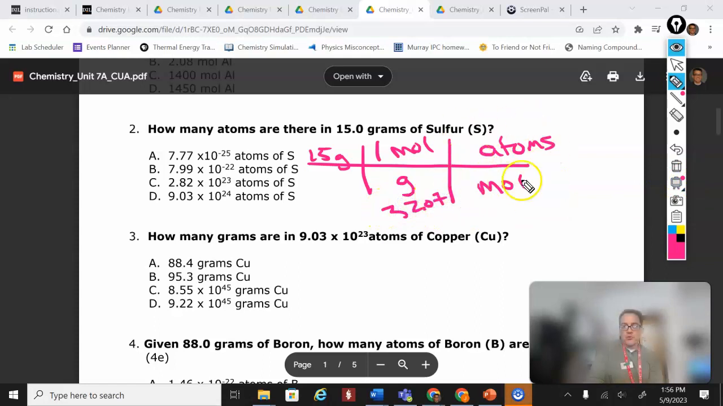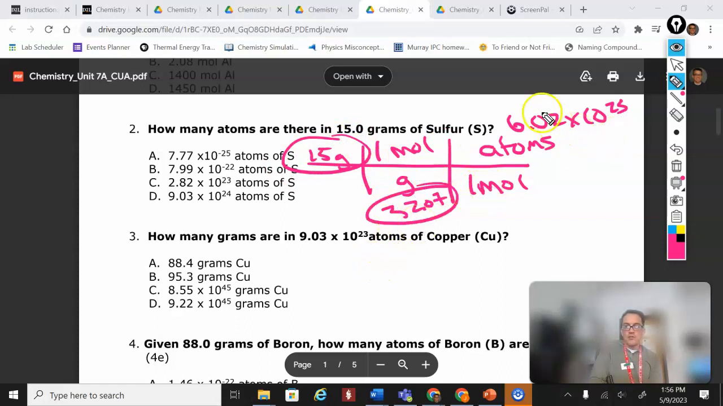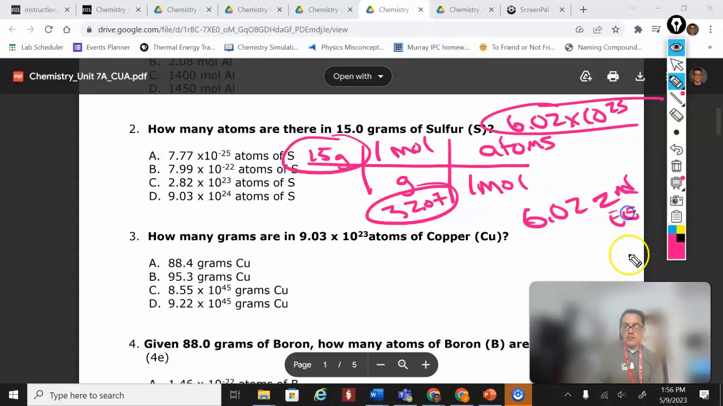And then the relationship between atoms and moles, that is Avogadro's number. So 1 mole is 6.02 times 10 to the 23rd. So I'm going to take 15, divide that by 32.07, and multiply that by 6.02 times 10 to the 23rd. Remember on our calculators, that's generally 6.02, and then we're going to hit the second button to make the EE sign come up.